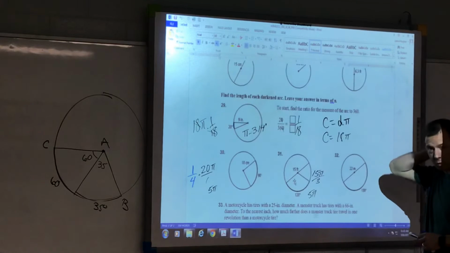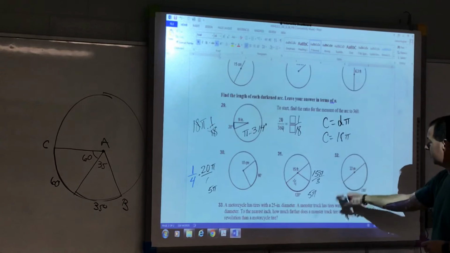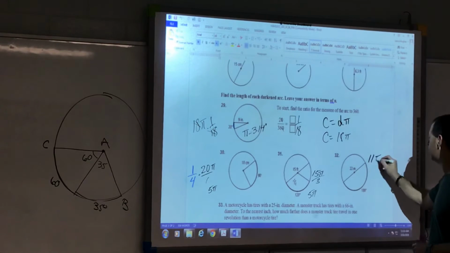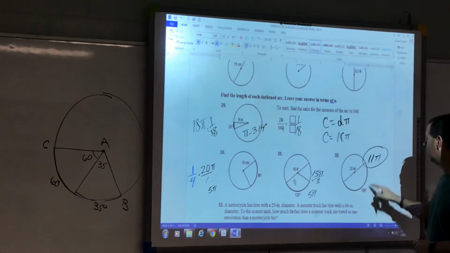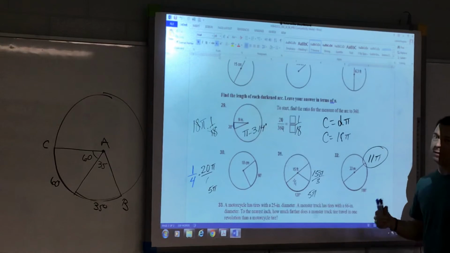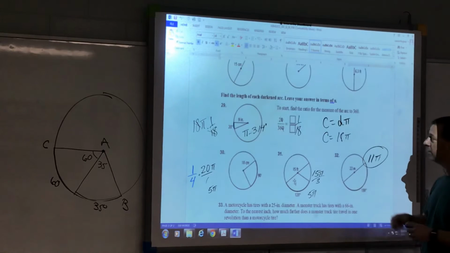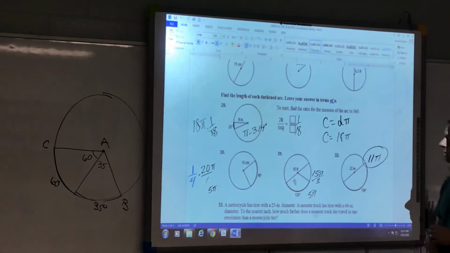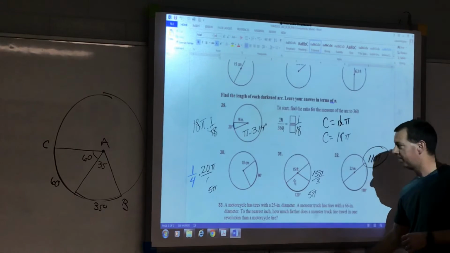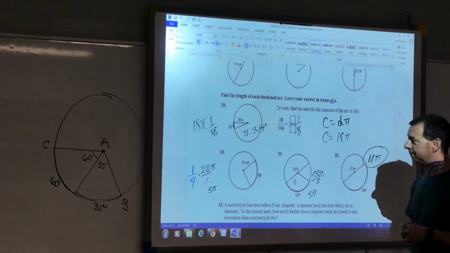Obviously, a semicircle is half of the circle. If the circumference is 22 pi, then I know that half of that is going to be 11 pi, and 11 pi is going to be the length of that arc. There are many different things you can do with finding the lengths of arcs in terms of pi or in actual distance, but this section has to do with arc lengths, major arcs, minor arcs, and things such as that.